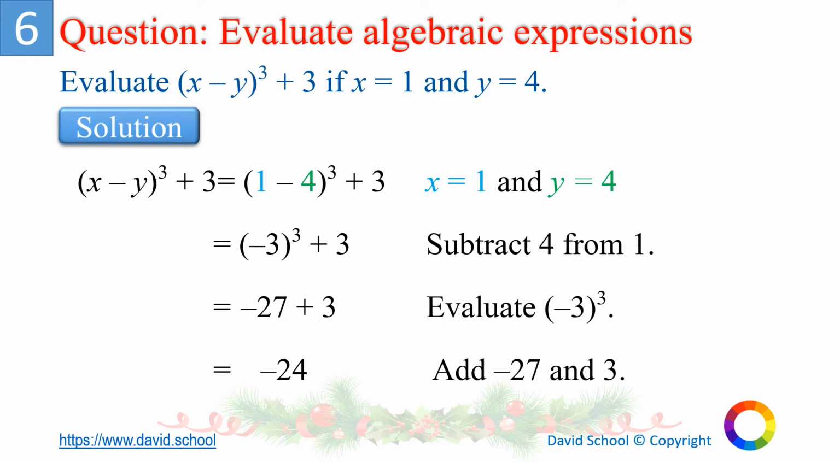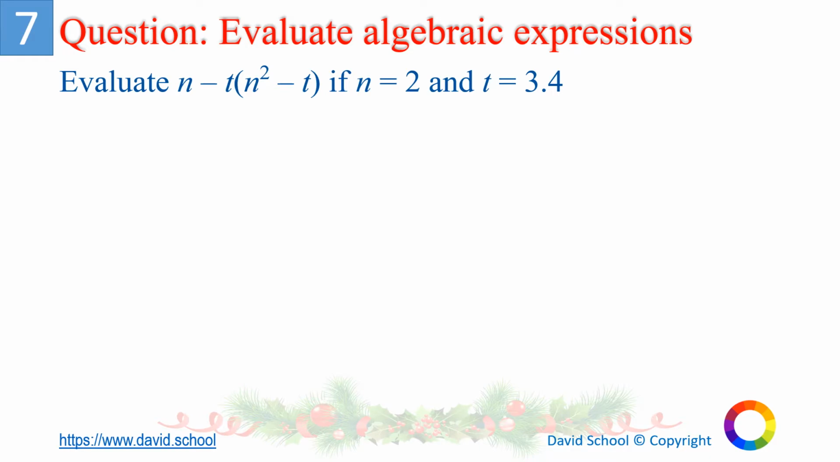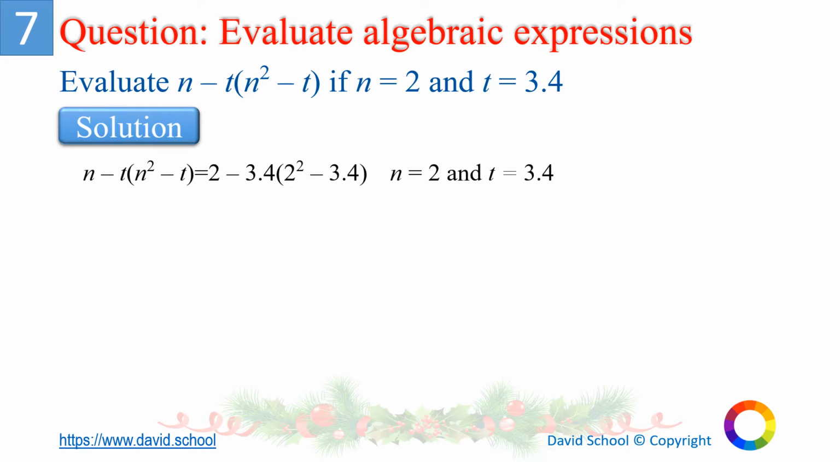Let us see one more question. Evaluate n minus t times (n squared minus t) if n equals negative 2 and t equals 3.4. Substitute n value and t value in the algebraic expression. Then we get a numerical expression. Now after substituting n value negative 2 and t value 3.4, we have a numerical expression.